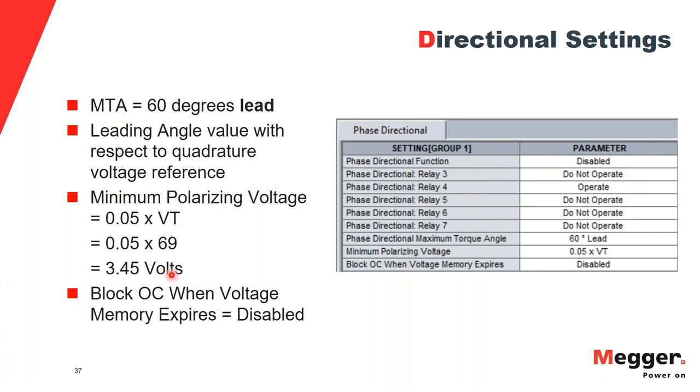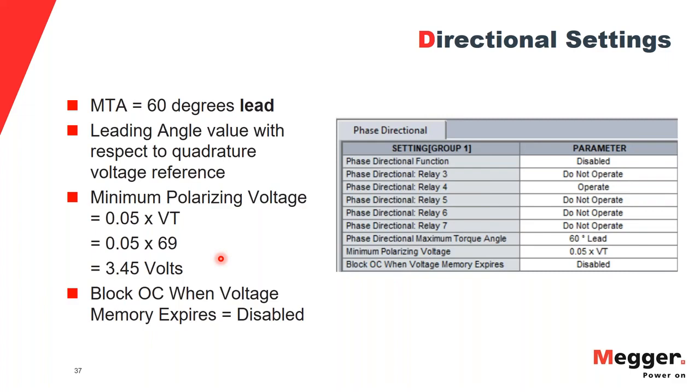The reason for having a minimum polarizing voltage is, let's say you have a three-phase close-in fault. If it's a solidly grounded three-phase close-in fault, my voltages will collapse to zero. When the voltage collapses to zero, there is no reference. So how does a directional relay decide how to trip if there is no reference at all?